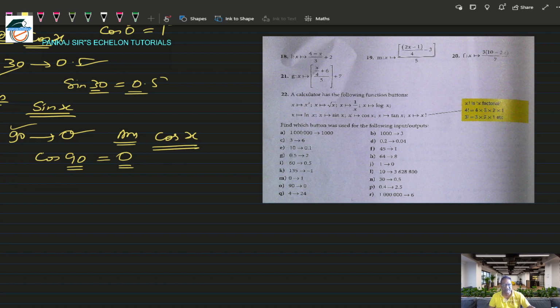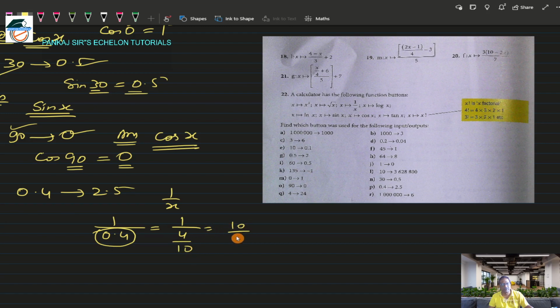Next you have P. P is 0.4 as the input and 2.5 as the output. Now let us try the reciprocal function 1 by x. Suppose I put 1 upon 0.4. What answer should I get? This is the input 0.4. Now if I work this out, this will be 1 upon 4 upon 10, which is equal to 10 upon 4. Now when I reduce this, this will be 5 upon 2, which is equal to 2.5.